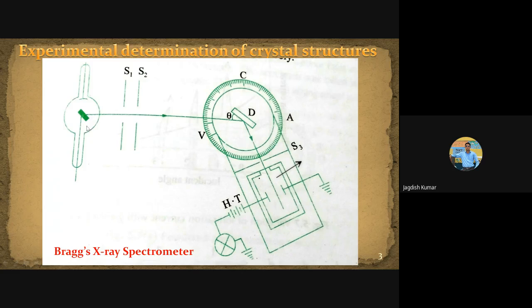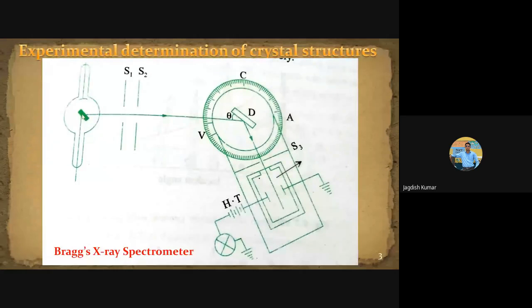How does this tube work? You incident some high energy electrons on an X-ray source. There is some material here, typically tungsten or some other material. There may be a copper source, a tungsten source, different types of sources. That produces characteristic X-rays, and the wavelength of the X-ray will be characteristic of the source sitting in the X-ray tube.